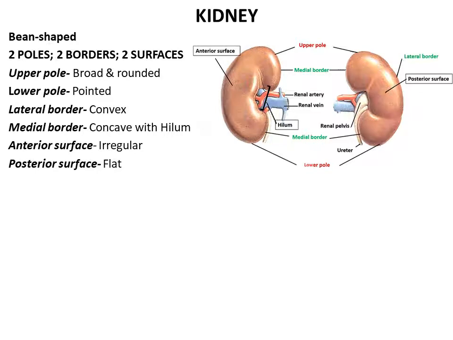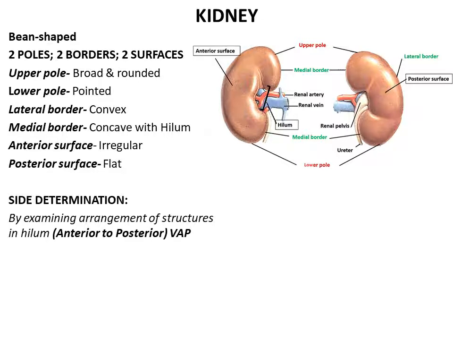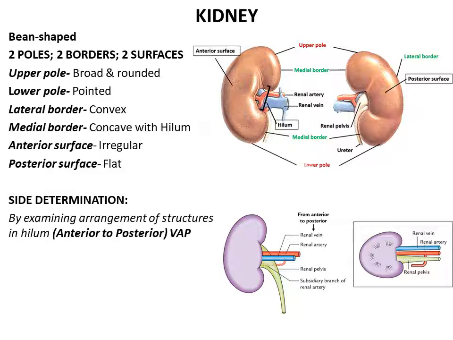The two surfaces are the anterior surface being irregular and convex, and the posterior surface being flat. The side determination of the kidney is always done by examining the arrangement of structures in the hilum. From anterior to posterior, the arrangement is called the VAP arrangement. That is, anteriormost in the hilum lies the renal vein, then lies the renal artery, and posteriormost lies the renal pelvis, which is the upper expanded part of the ureter.